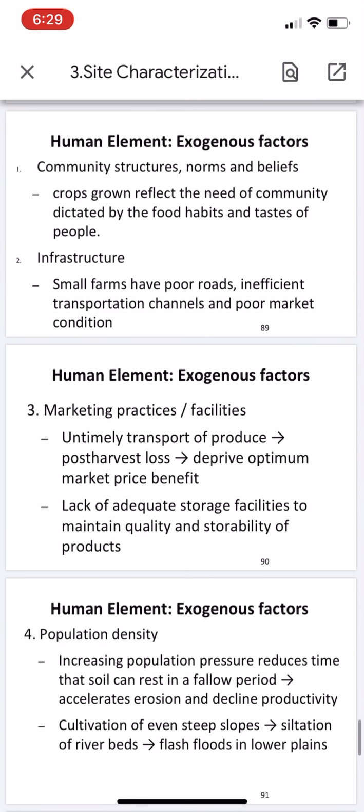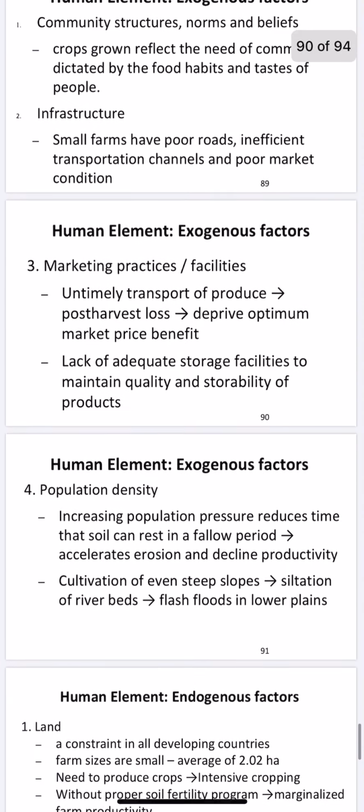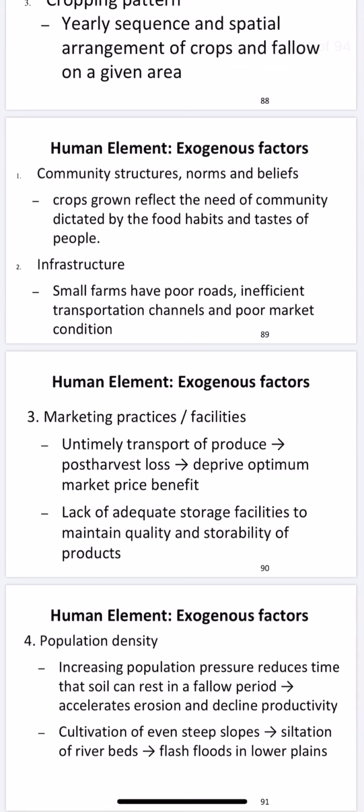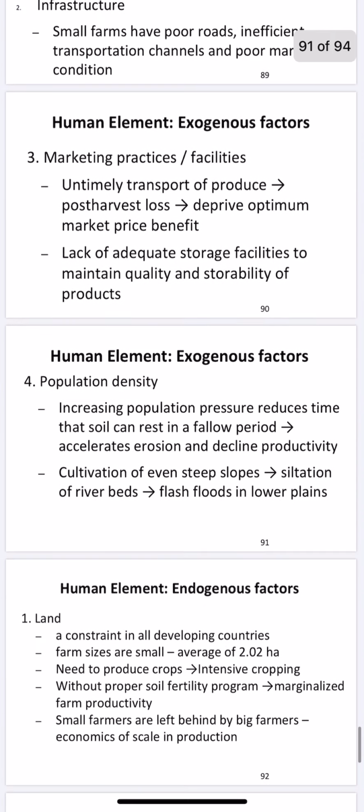So human elements can be exogenous or endogenous. Exogenous includes the community structure, norms, and beliefs. So crops grown reflect the needs of the community, dictated by the food habits and tastes of people. Definitely, Asian countries have rice, while Western countries have potatoes. Second is infrastructure: small farms have poor roads, inefficient transportation channels, and poor market conditions. And third is marketing practices or facilities.